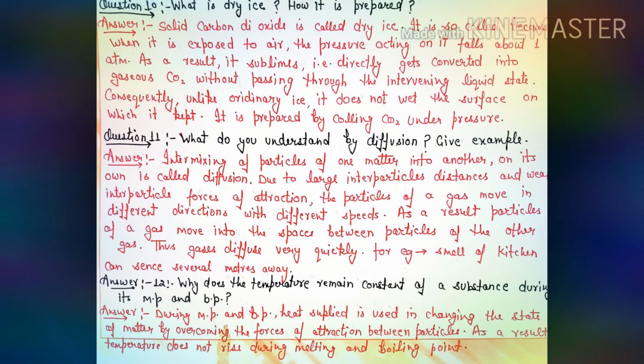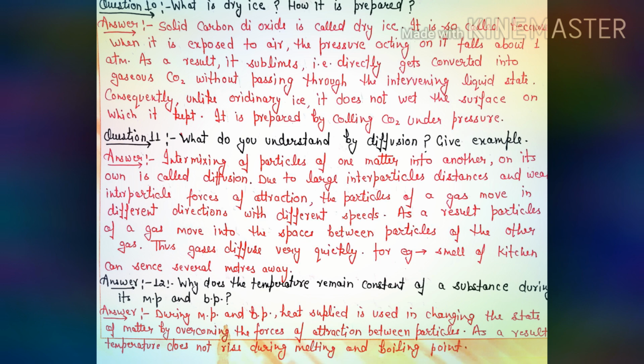Due to the large interparticle distances and weak interparticle forces of attraction, the particles of a gas move in different directions with different speeds. As a result, particles of a gas move into the spaces between the particles of the other gas. Thus, gases diffuse very rapidly. For example, the smell of the kitchen can be sensed several meters away.